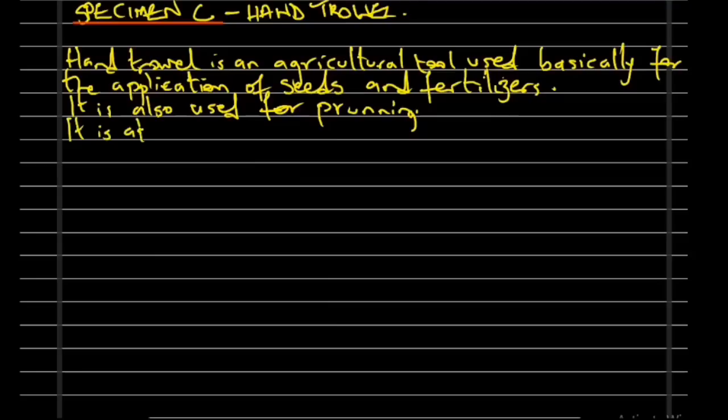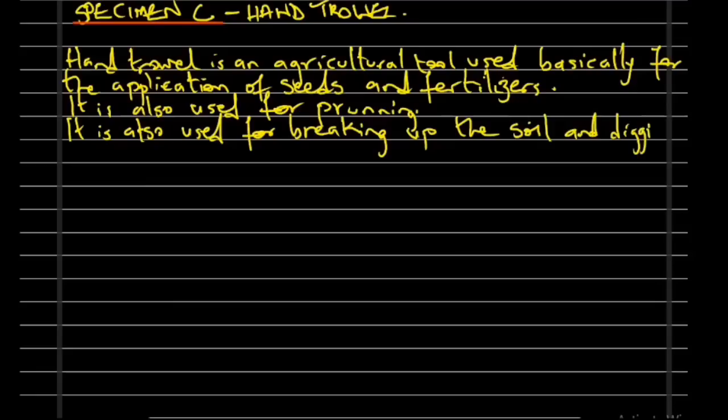It is also used for breaking up the soil and digging small holes. These are some of the things that we use this particular implement for, especially for planting and weeding. I have said that earlier on. It is also used in the mixing of fertilizer, in order to add additives, and transferring plants to their pots.